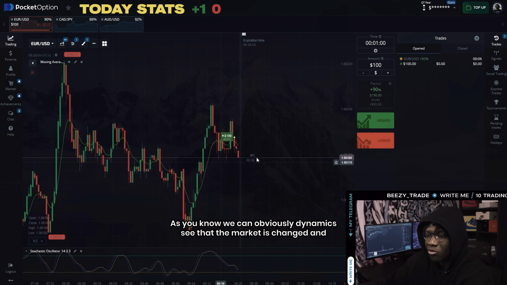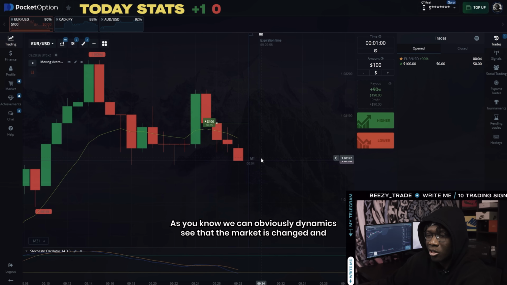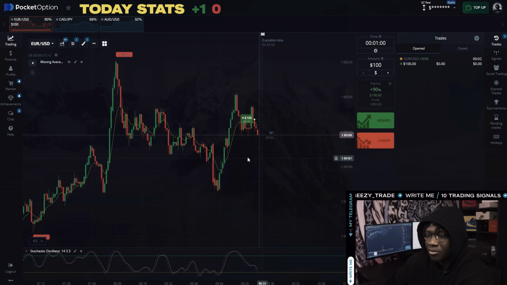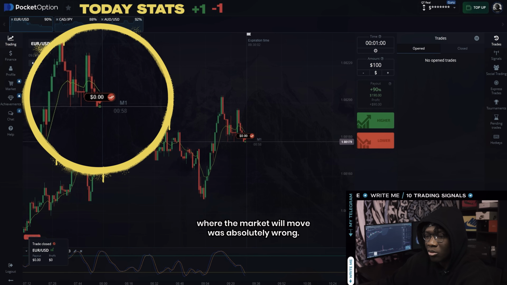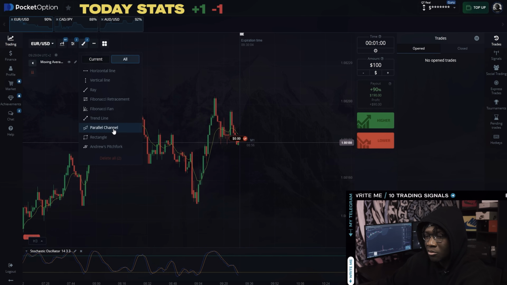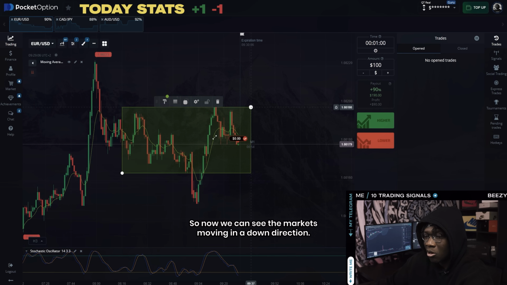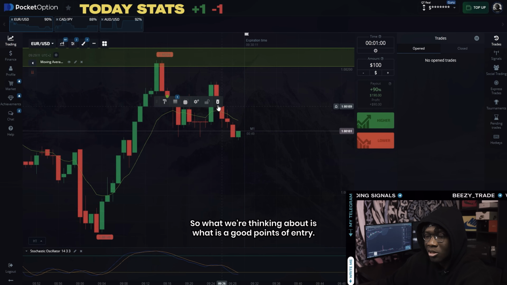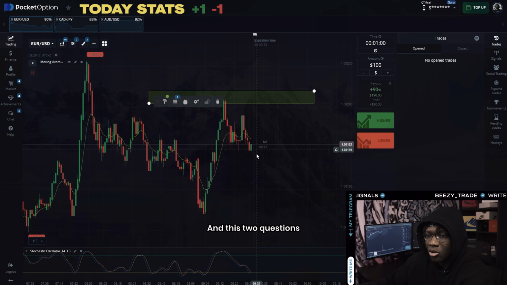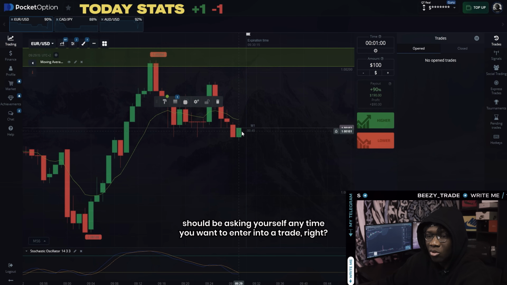As you can see now, we can obviously see the dynamics that the market has changed, and my initial thoughts on where the market will move was absolutely wrong. So now we can see the market's moving in a down direction. So what we're thinking about is, what is a good point for entry? And these two questions you should be asking yourself anytime you want to enter into a trade, right?